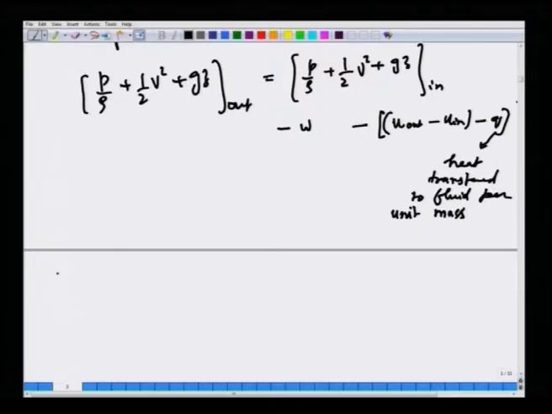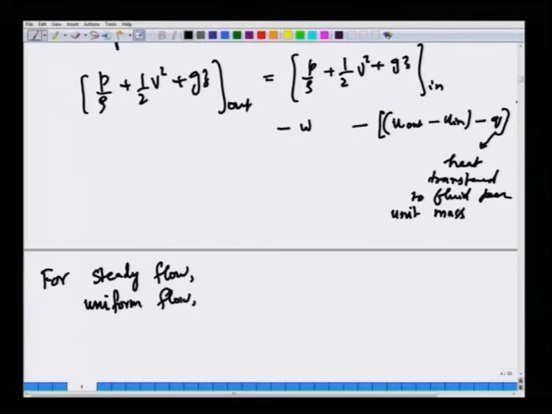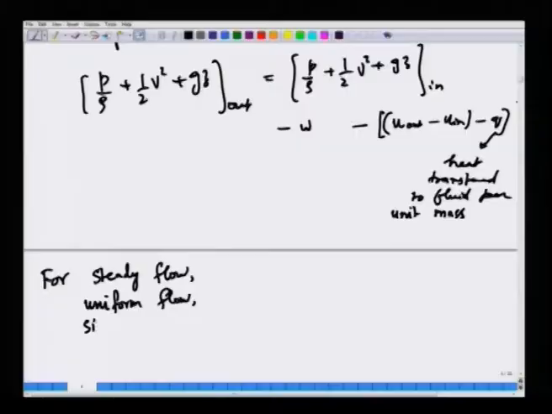So, finally, we have a simplified equation for steady flow, uniform flow, that is, the flow properties such as velocity, density, internal energy are invariant with the cross section at inlets and outlets. Steady flow, uniform flow, single inlet, single outlet.